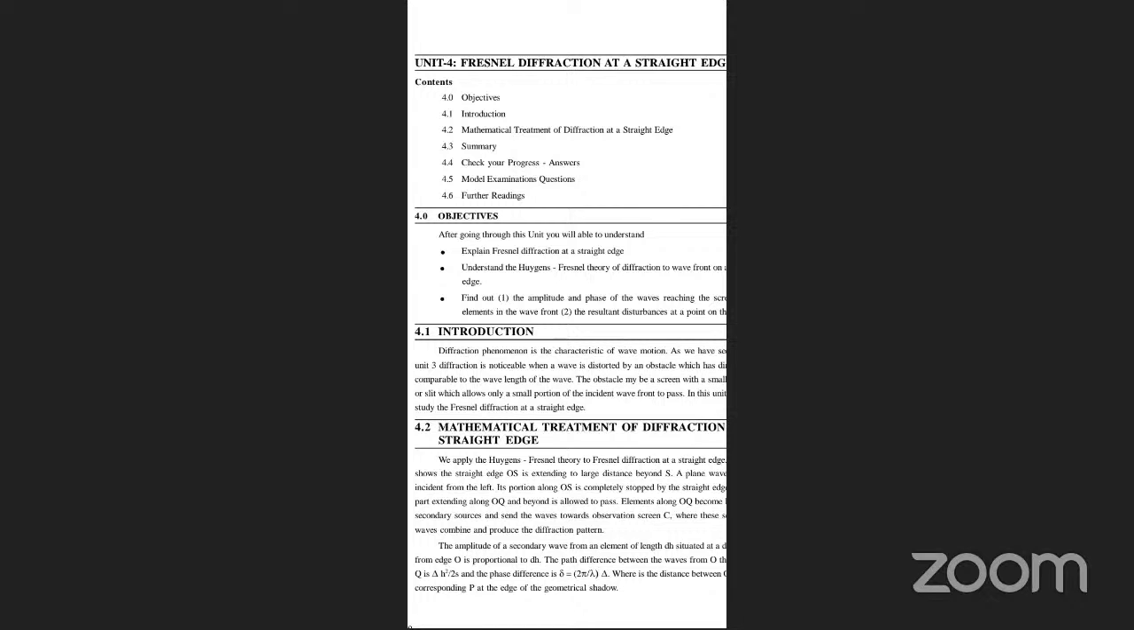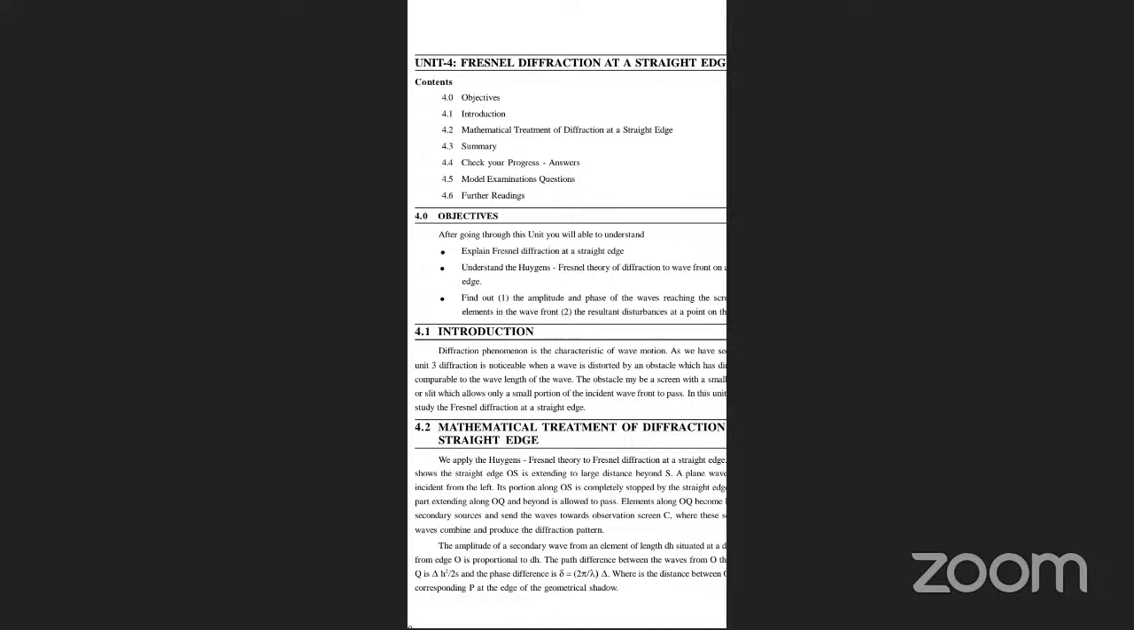In order to understand it, we apply the Huygens principle or Fresnel theory of diffraction to a wavefront at a straight edge. After going through this, we will calculate the amplitude and phase of the waves reaching the screen from elements in the wavefront, and the resultant disturbance at a point on the screen. Now, mathematical treatment of diffraction at a straight edge.